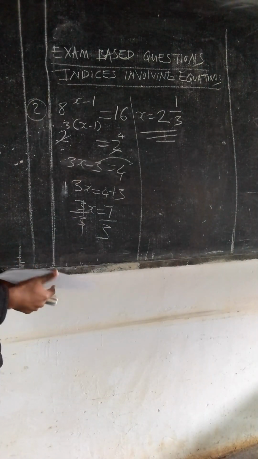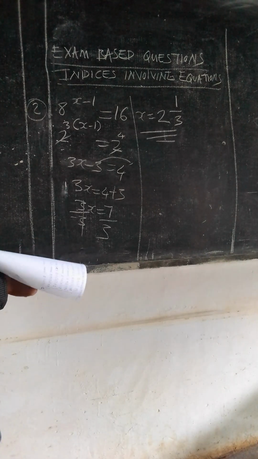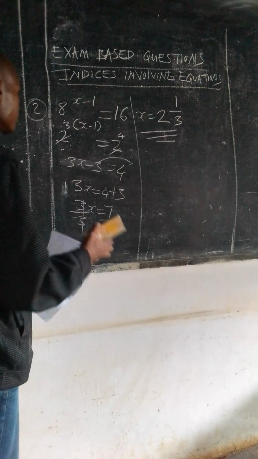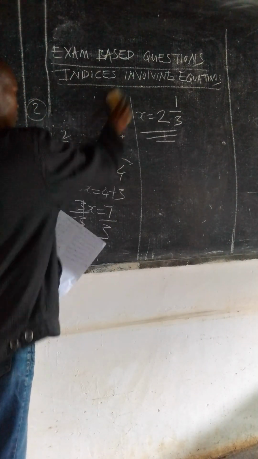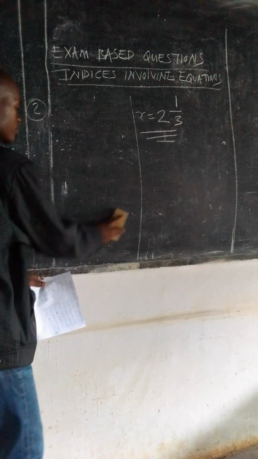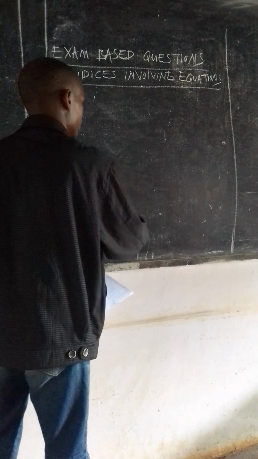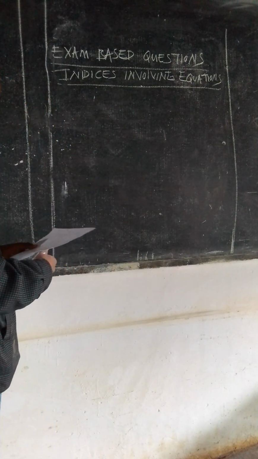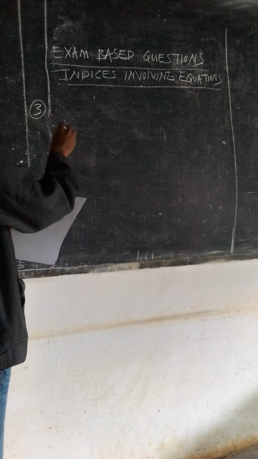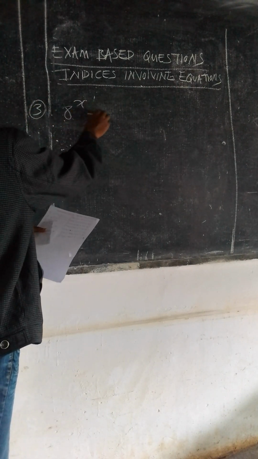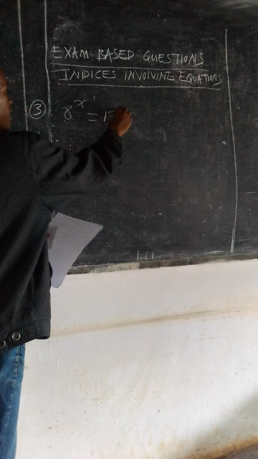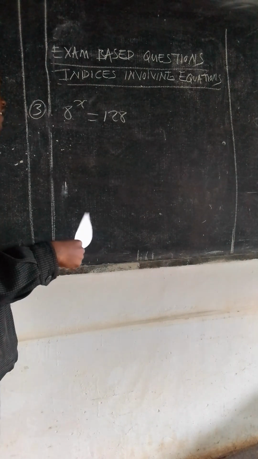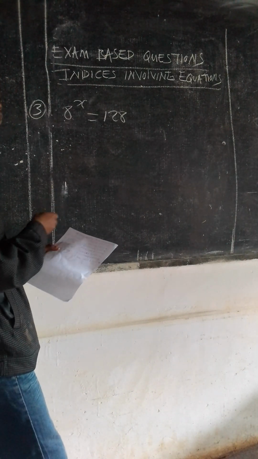So we are going to look at now question number 3. Those questions I showed you in my preamble. So question 3, we have 8^x equals 128. So 8 to the power x equals 128. So let us solve it.